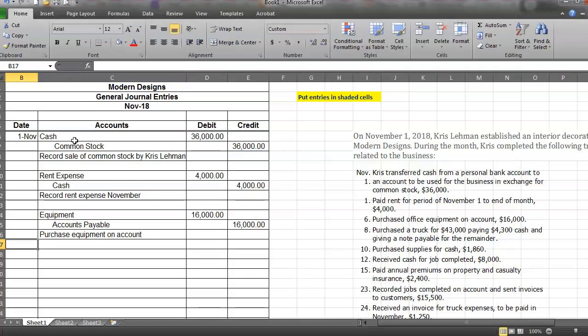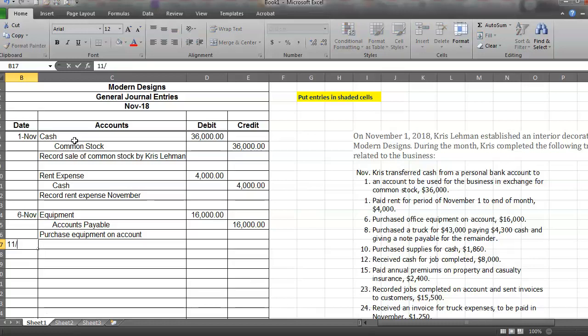Now, I'm going to go back and make certain I put in my dates. Now, remember, these dates are kind of important because when you're recording these transactions, you have to make certain that you record them in the appropriate period. So don't forget that, even though I had to go back and do it.